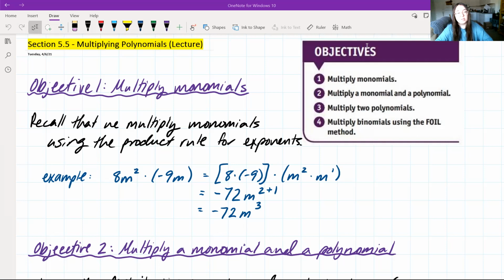So then we have our multiplied coefficients, which would give us negative 72. And then we have our variable m with our added exponents, so 2 plus 1, which would give us negative 72m to the power of 3. So when we multiply monomials, this is mostly just multiplying using the product rule for exponents, something we've already gone over in previous sections.